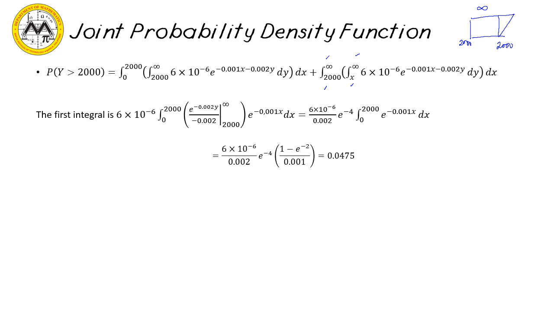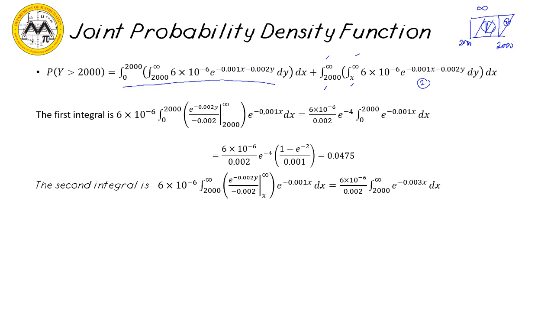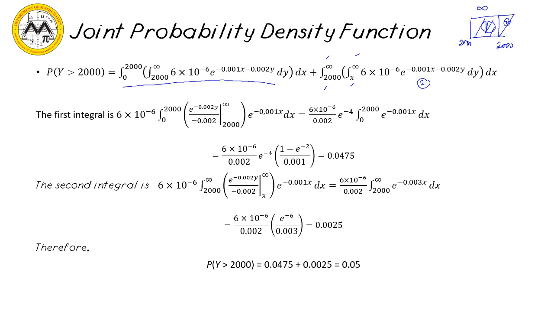The first one would be this, while for the second integral, it is the triangle. The first integral results in a probability of 0.0475, while the second integral is 0.0025. The total area is 0.05.